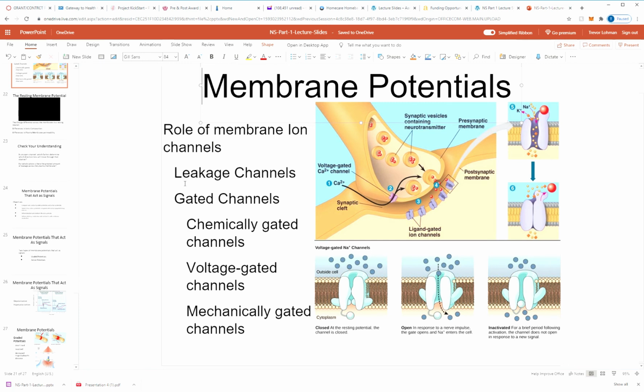Okay, so there's a few different types of channels. There's leakage channels. Leakage channels are always open, and they are very important in the establishment of resting membrane potential in particular, which we will look at.